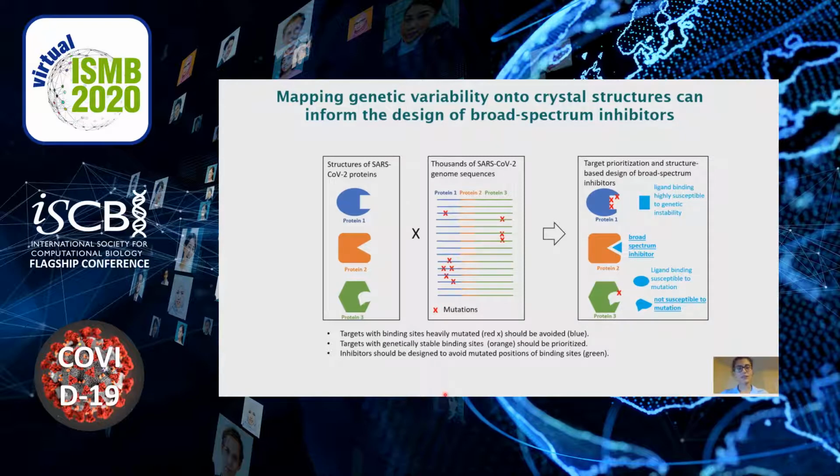By mapping genetic variability onto crystal structures, we can inform the design of broad-spectrum inhibitors. First, we identify the mutations across thousands and thousands of SARS-CoV-2 samples. Then we map those mutations onto the binding sites of the proteins. Here you can see that a binding site that is heavily mutated should be avoided and is not a good target for a broad-spectrum inhibitor. The second case, where we do not see mutations, which means that it's a more stable binding site, should be prioritized. And in the last case, inhibitors should be designed in such a way that they avoid chemical interactions with the site of mutation.